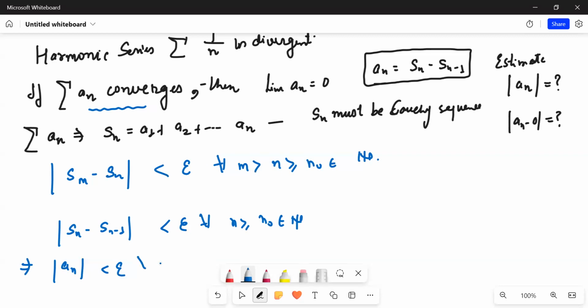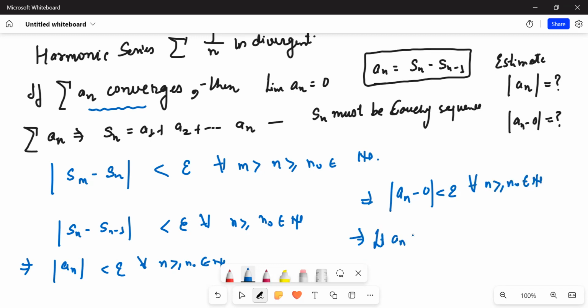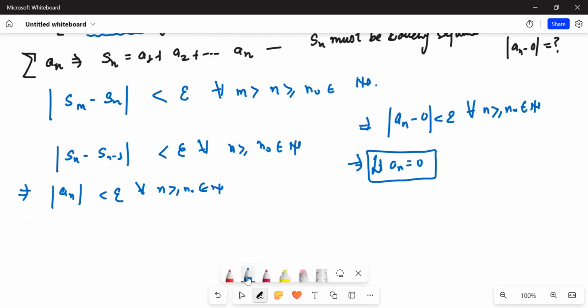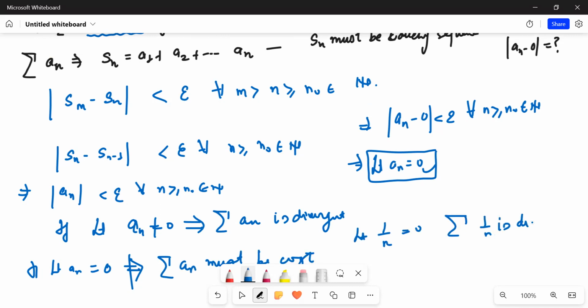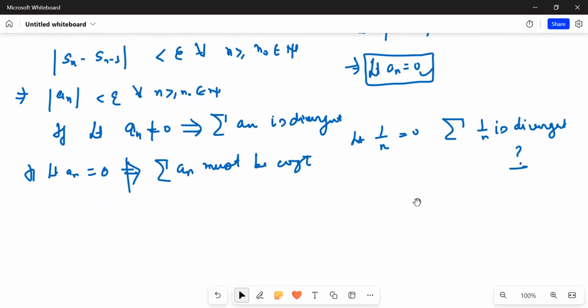What does it imply? It implies that for all n greater than or equal to n0, modulus of an minus 0 is less than epsilon, which would imply that limit an is equal to 0. If limit an is non-zero, then certainly summation an is divergent. If limit an is 0, it does not imply that summation an must be convergent. So the converse is not true. Limit 1 upon n is 0, but we know that summation 1 upon n is divergent. We have proven it just now. So please do take note of this point.